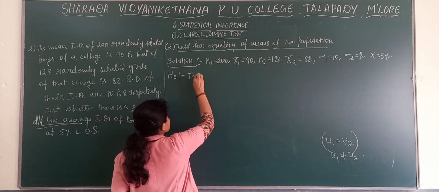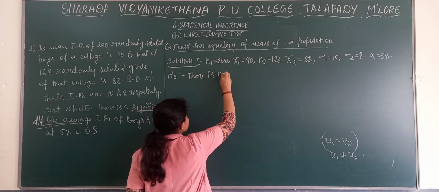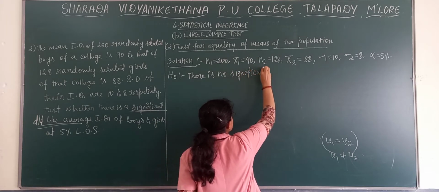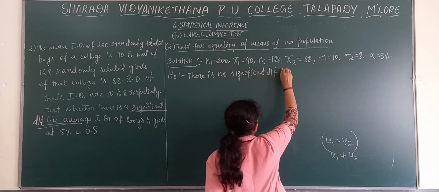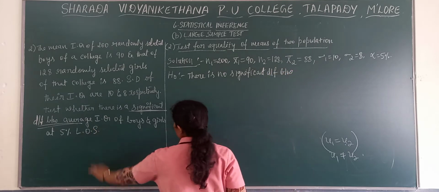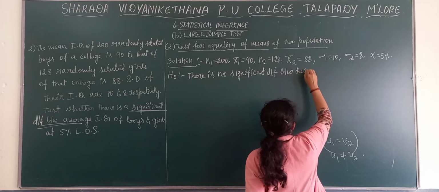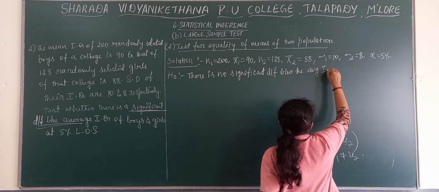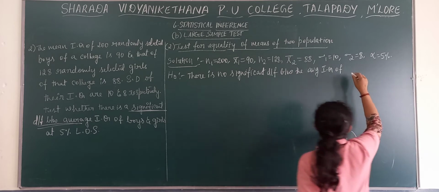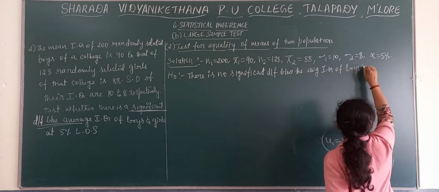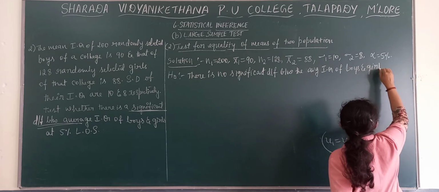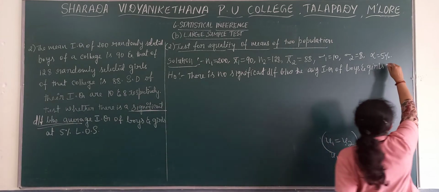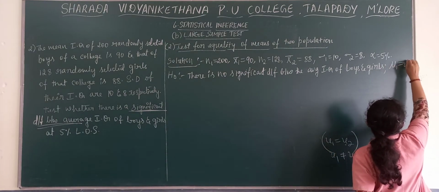Now there is no significant difference between the average IQ of boys and girls. Average IQ of boys and girls. See, then only we can take mu1 is equal to mu2.